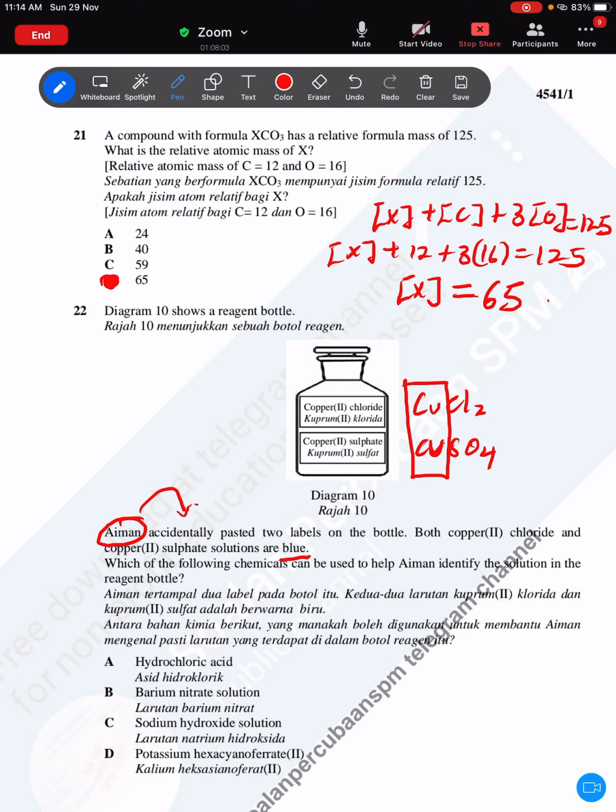You are going to do an ion test. You're going to do the anion test because the cation is the same. But in this case, the anions are different. You have the chloride and you have the sulfate.